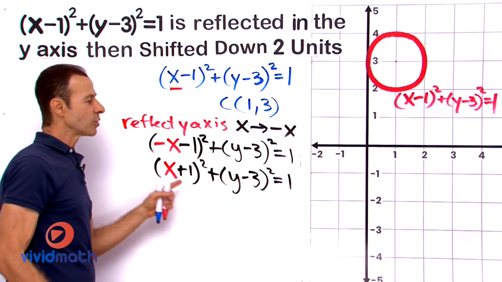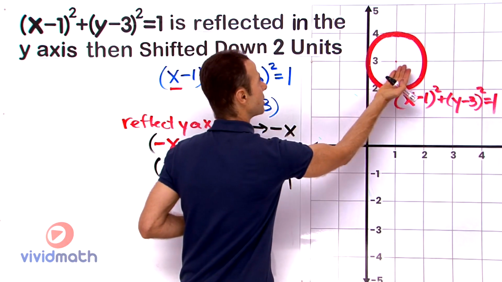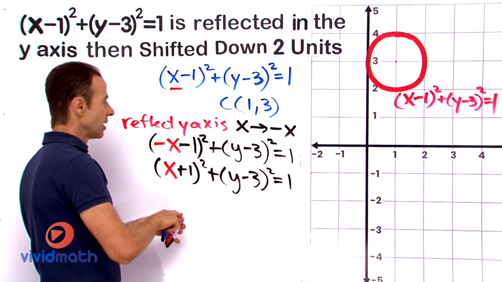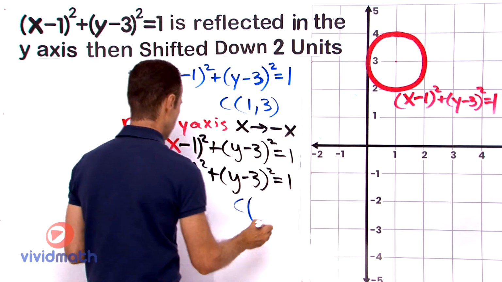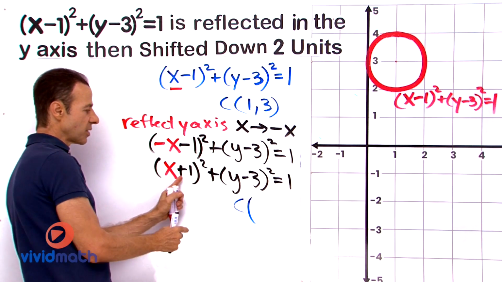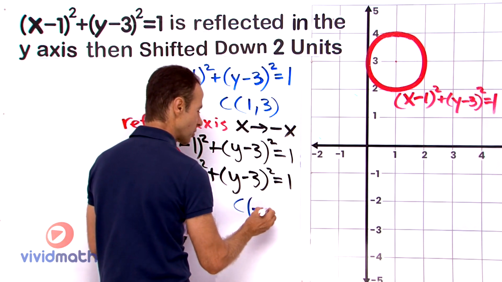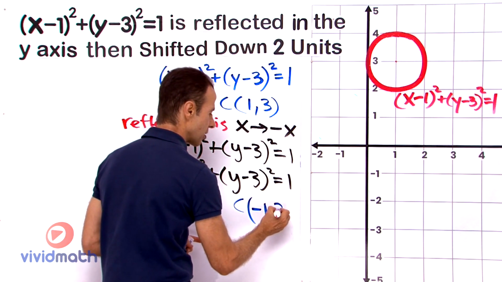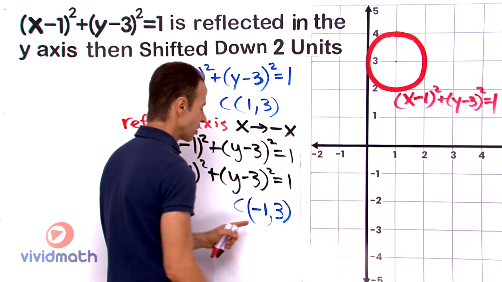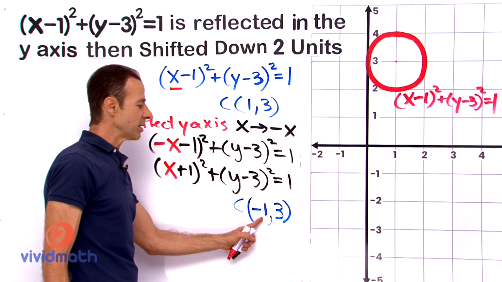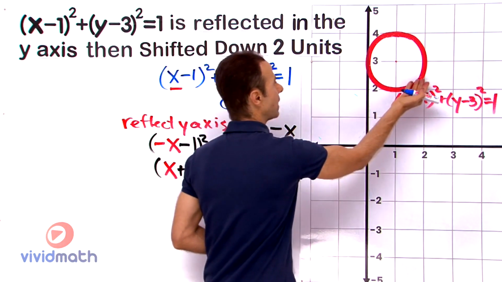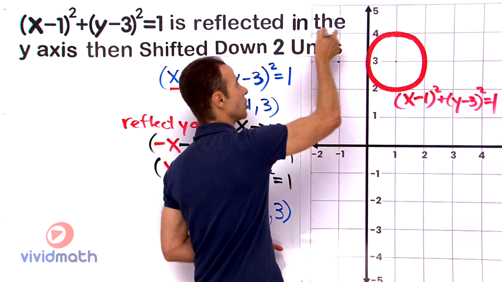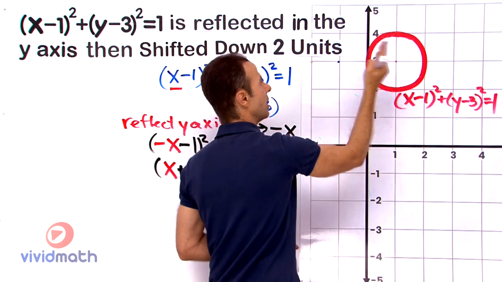So what's the center of this circle that's just been reflected in the y-axis? The opposite is true because it's in brackets, so if that's a plus 1, it should be minus 1, and that's a minus 3, so it should be a plus 3. So we should have a circle at (-1, 3). We reflected it, it should be here, which is (-1, 3), there we go. So that circle will be right there because we reflected it in the y-axis.